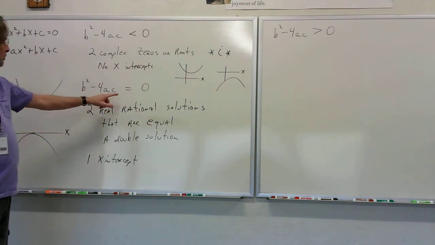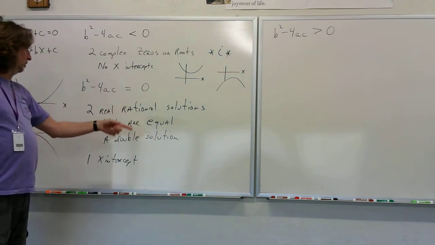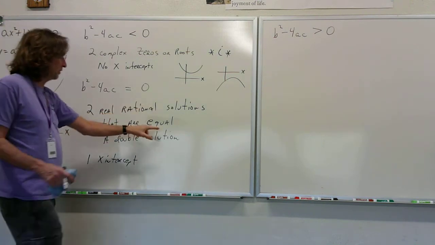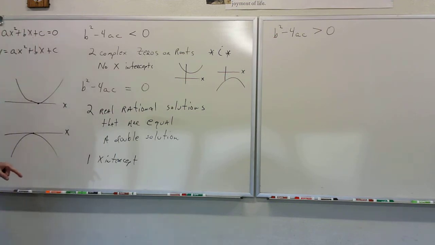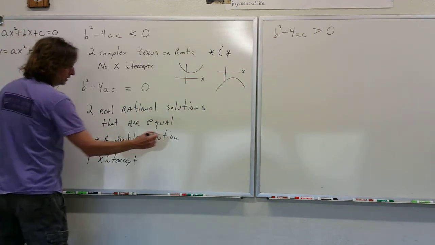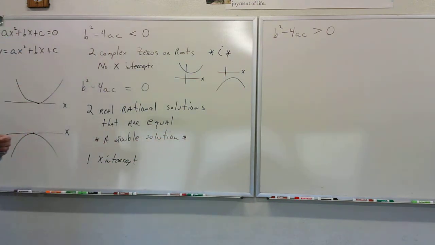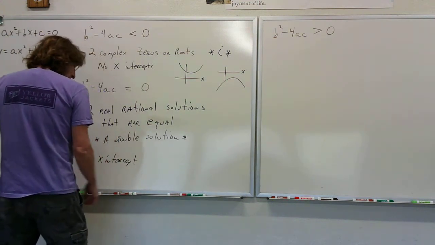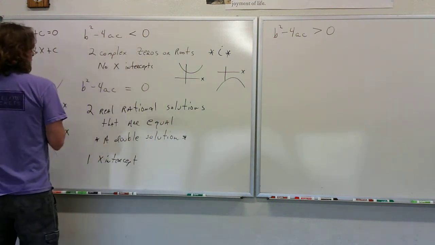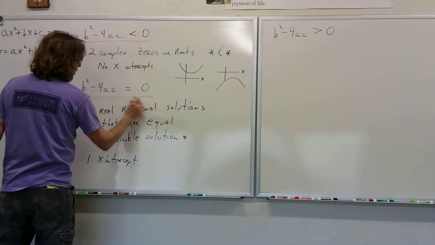B squared minus 4ac equals 0, you get that same number twice, two real rational solutions that are equal to each other, and what's called a double solution. This is a little term that I hate to even call it that. I just tell you, you got a nightmare. You get 5 and 5 or 7 and 7. All right, now, and I'm going to try to make this look good. There's the first type. There's the second type.